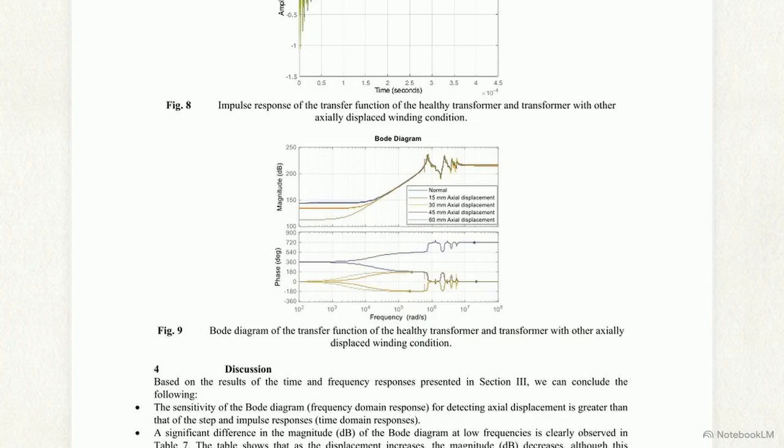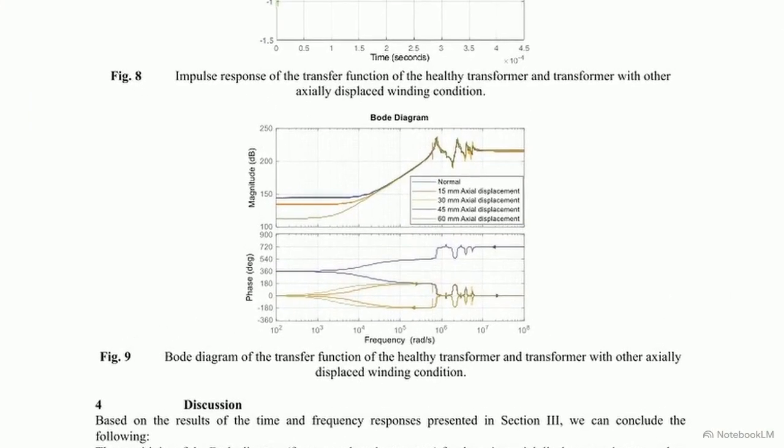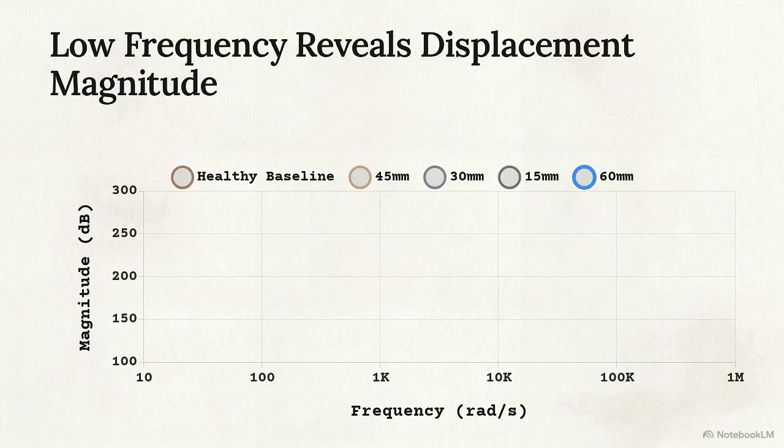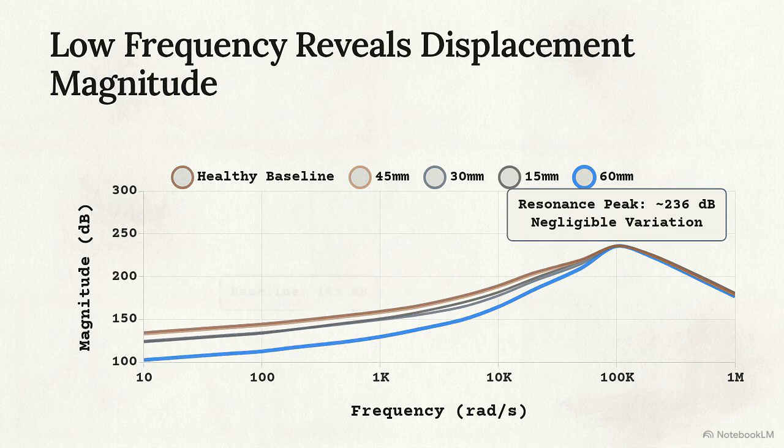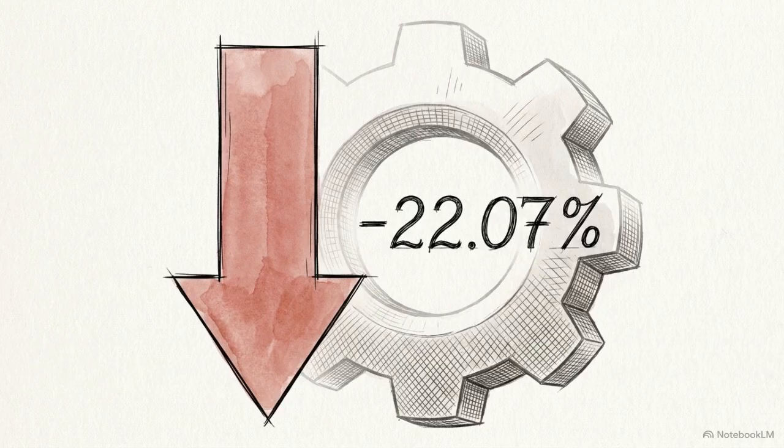This Figure 9 Bode diagram plots the frequency response for the healthy transformer against all 4 displaced conditions. Pay attention to the high frequency range, between 10 to the 5th and 10 to the 7th radians per second, where the resonances are concentrated. At the first local maximum around 236 decibels, the lines overlap tightly, showing only fractions of a percent variation. However, examining the low-frequency behavior around 100 radians per second reveals a completely different picture, showing distinct, readable separation in signal magnitude. The raw sensitivity is immense.